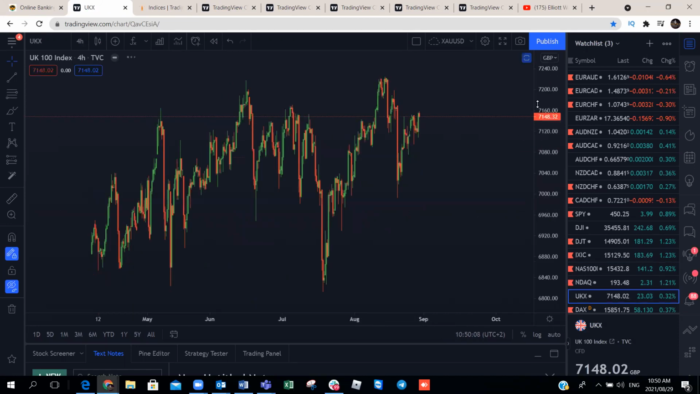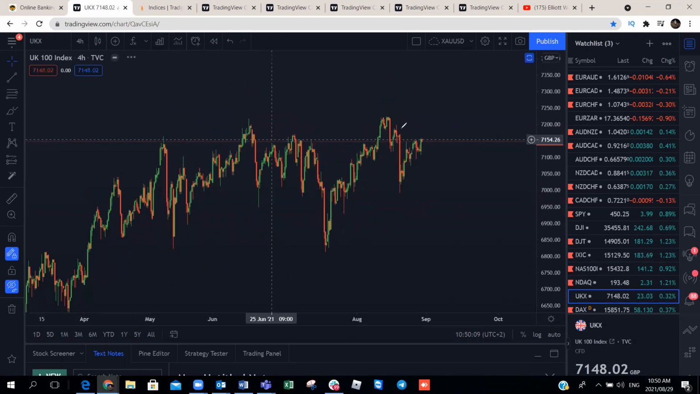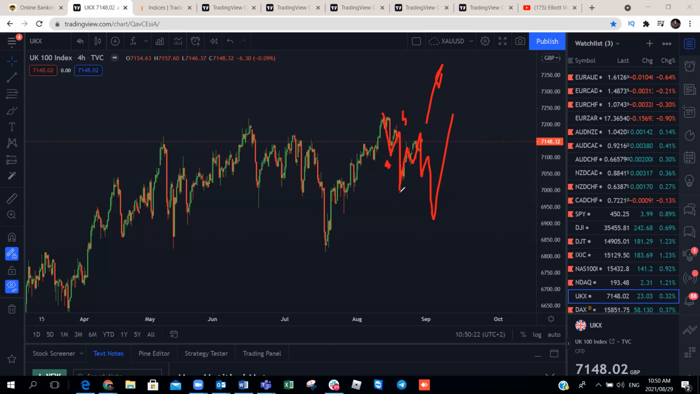So the UK 100, we also saw the 3-wave pullback. So there was a 3-wave pullback on the UK 100. We even expected this to make a double last week like this, but it looks like we're just going to get a move to the upside. We are not going to get the double. This is all the correction in ABC, corrective structure here, and we're going to see more upside on the UK 100. So this is the alternative we'll be going on with. We've already gone out of this corrective structure, so we look for consolidation and more upside.